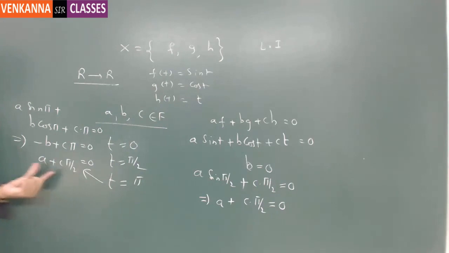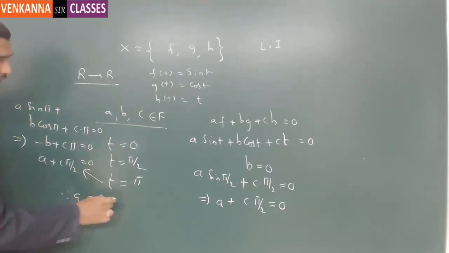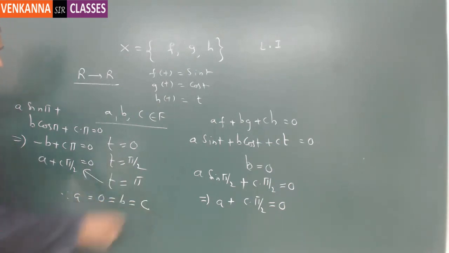Since c is 0, you will get a is equal to 0. Therefore, a, b and c, all the three values are 0. Therefore, the given set X is linearly independent.